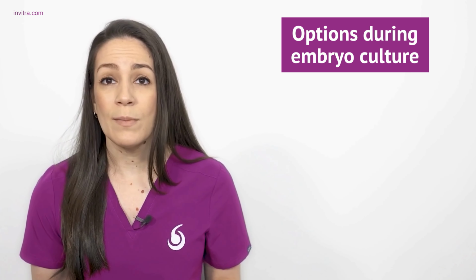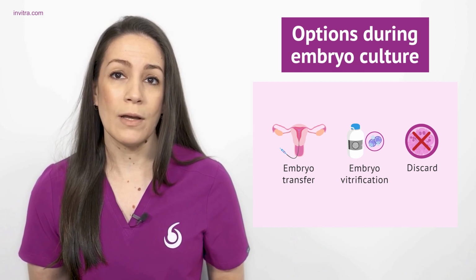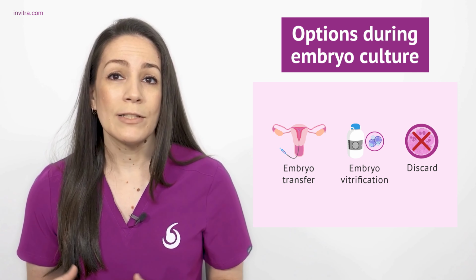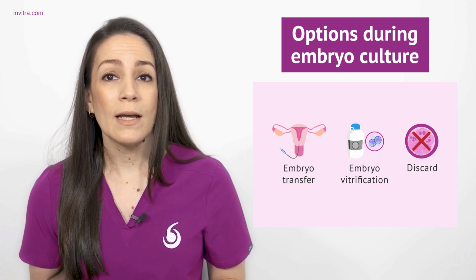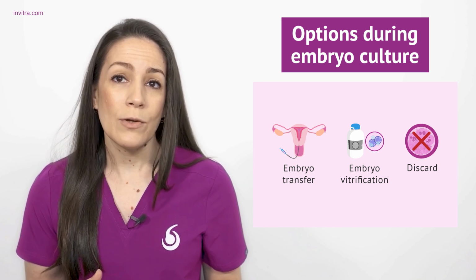The cultivation of embryos obtained after fertilization will continue until the day when the embryos are transferred to the maternal uterus, which is usually on day 3 or in the blastocyst stage, day 5 to 6, are vitrified, usually on day 5 to 6, or are discarded for not continuing their development.